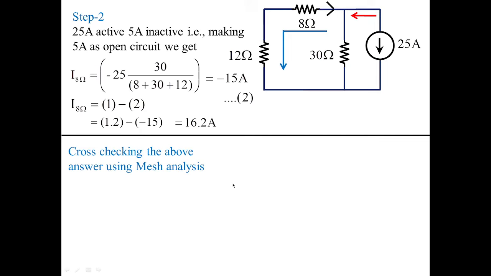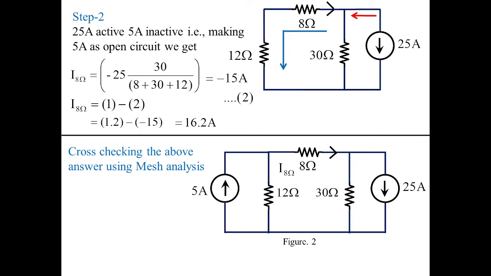Let us cross check the answer with mesh analysis. With mesh analysis, I'll apply 3 mesh currents like this: I1, I2, I3, all assumed to be in the clockwise direction. The loop current I1 and the source current 5 amperes are one and the same, so I1 is equal to 5 amperes. Similarly, observe here that the loop current I3 and the source current 25 amperes are in the same direction, so I3 is also equal to 25 amperes.